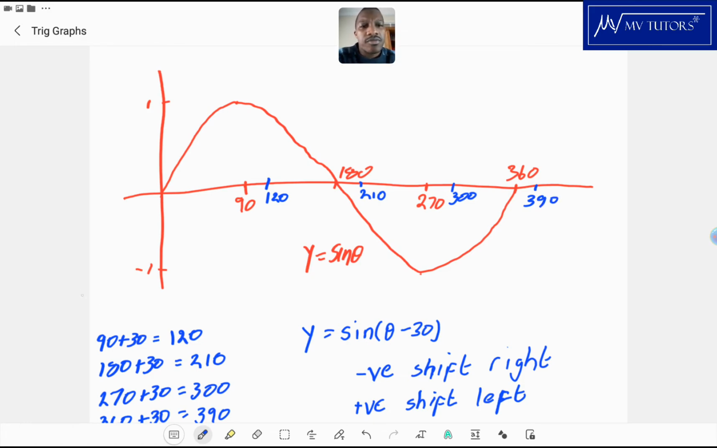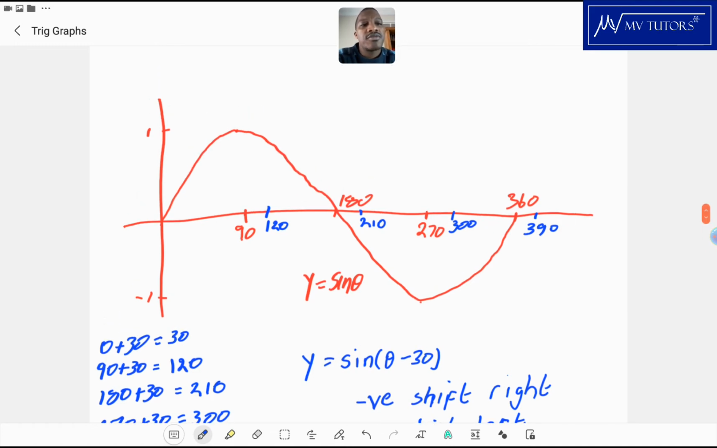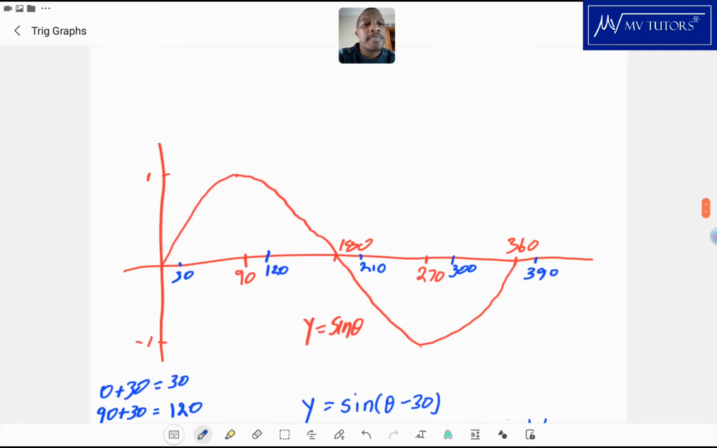Now 0 as well, because we have a 0. So 0 plus 30 is equal to 30. That means that our graph will start at 30, which is there. So 90 and 1 becomes 120 and 1. That's our point. 180 is still going to be 0. 360, and 270 becomes 300 and minus 1 over there.